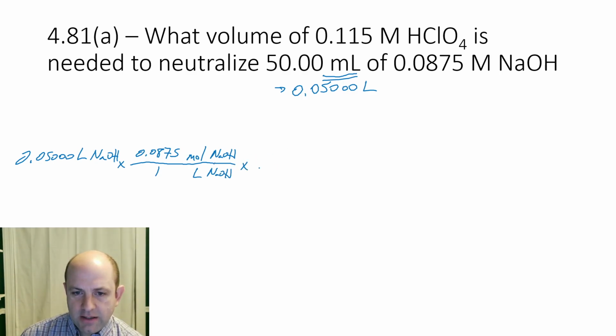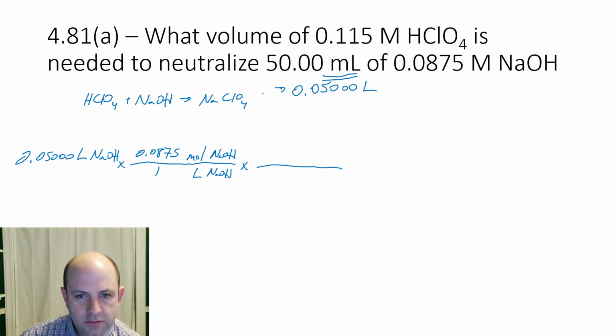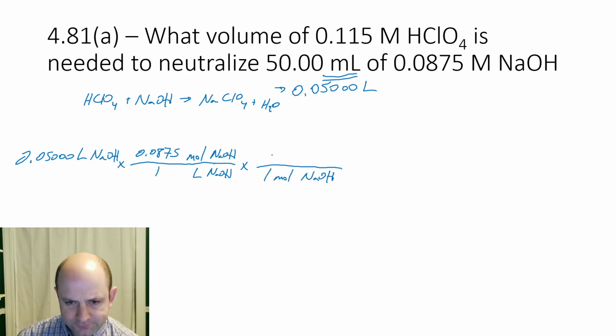I'm just realizing here, hey, we need to balance this equation because it wasn't given to us. So in this case, let's do that real quick. HClO4 plus NaOH. Again, it's an acid-base reaction, so that'll make this easier. We'll get sodium perchlorate and water, and it looks like, hey, that's 1, 1, 1, 1. Nice, it's already balanced. So that'll make this second fraction easier. We have 1 mole of NaOH on the bottom, 1 mole of the perchloric acid on top.